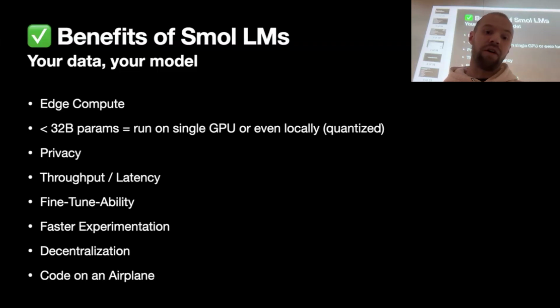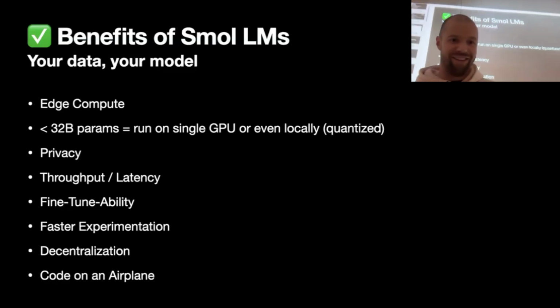They're fine tunable, so you can make it better on your own data, and we'll talk about that a little today. I think just the fact that they're decentralized is also cool. You don't have just one centralized OpenAI or Anthropic making the decisions of what the model should or should not be able to do. So small language models that you can fine tune help with that. And coding on an airplane is my last one.